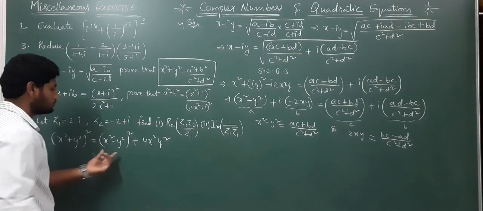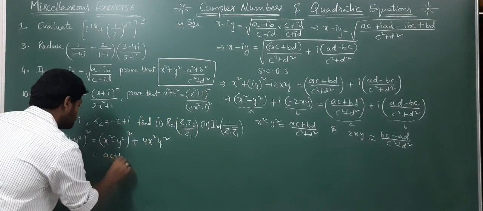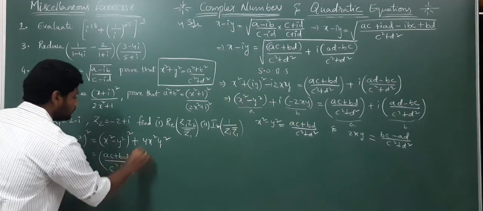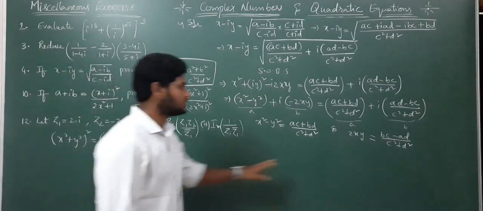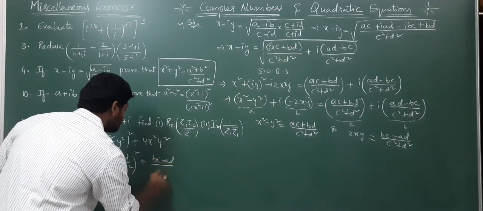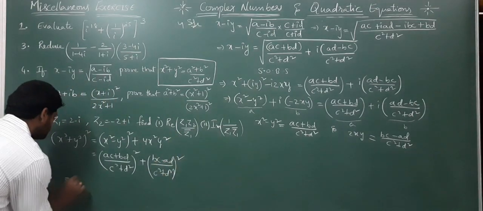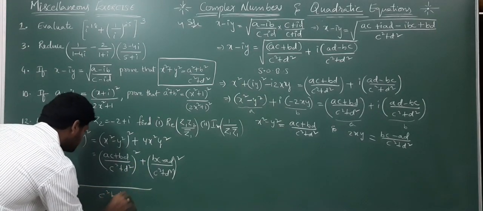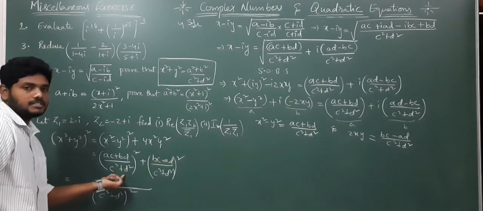Now in this formula we will substitute those values. Here X square minus Y square is AC plus BD by C square plus D square, which is whole square, plus 4X square Y square. 4X square Y square is nothing but 2XY whole square. 2XY whole square is nothing but BC minus AD by C square plus D square whole square. Then, first you expand the numerator. See, here LCM will be C square plus D square whole square. Why? Because whole square is there now for both. So the denominator is C square plus D square whole square.